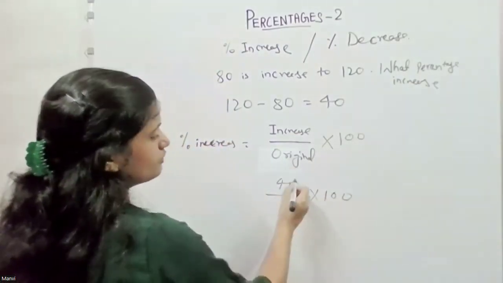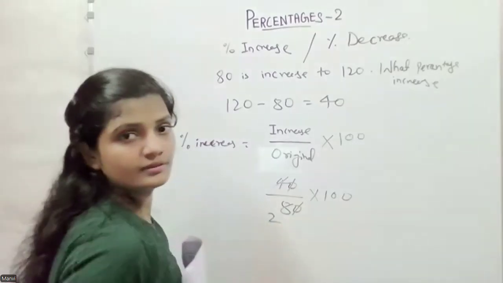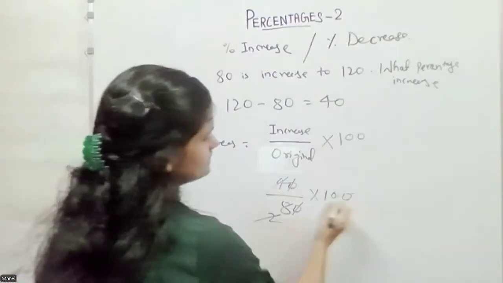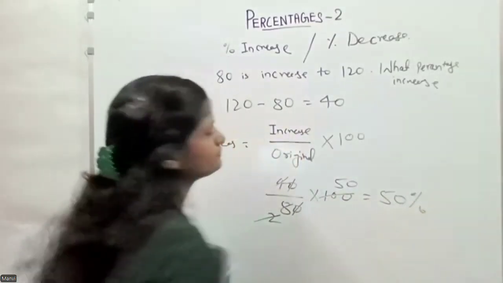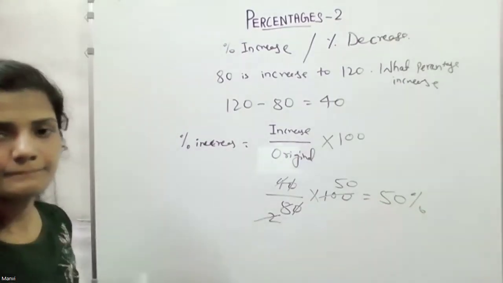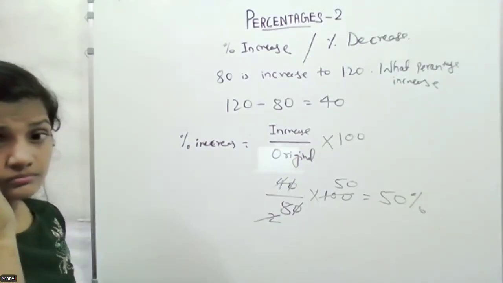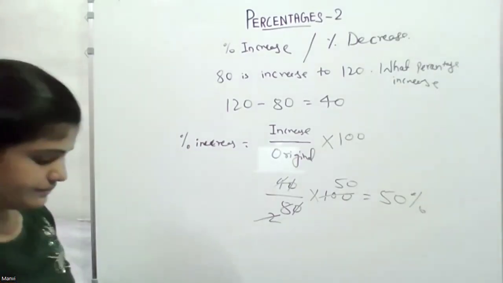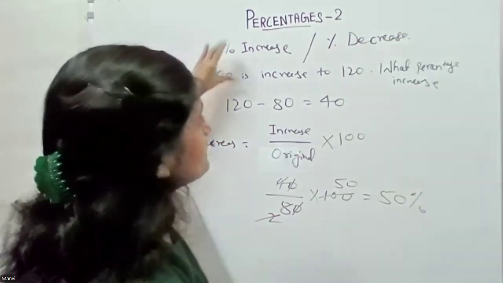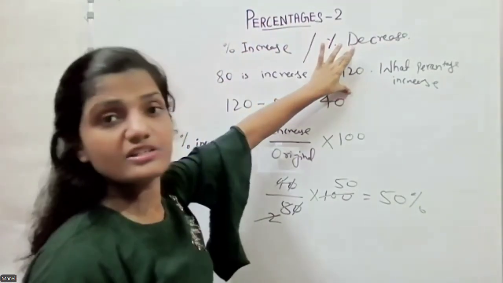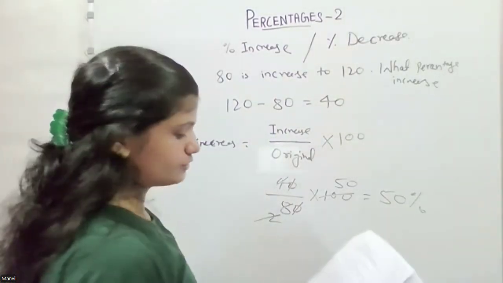This 0 and that 0, we can easily cancel. 8 times 2 is 16... then 2 cancels 100 to 50. The answer will be 50%. So if 80 is increased to 120, it increased by 50%, not 40.